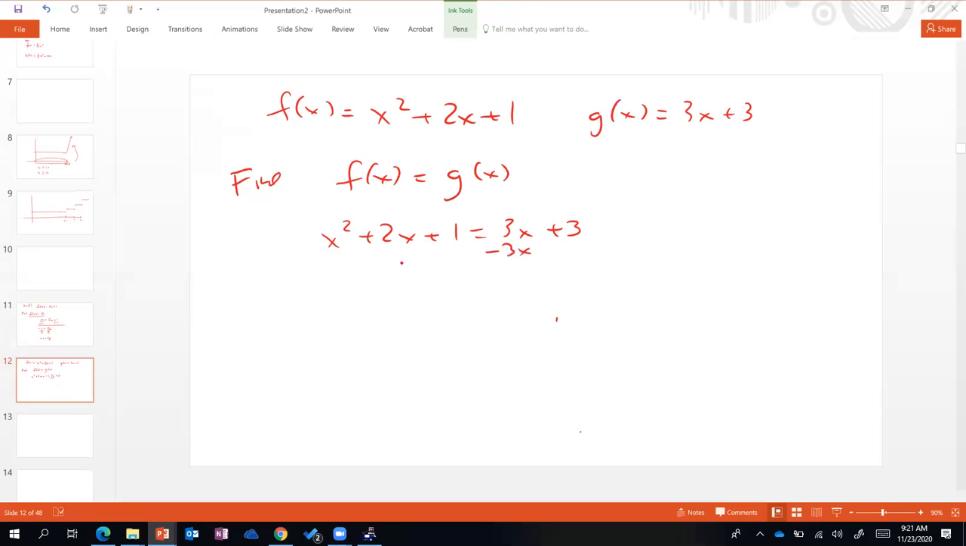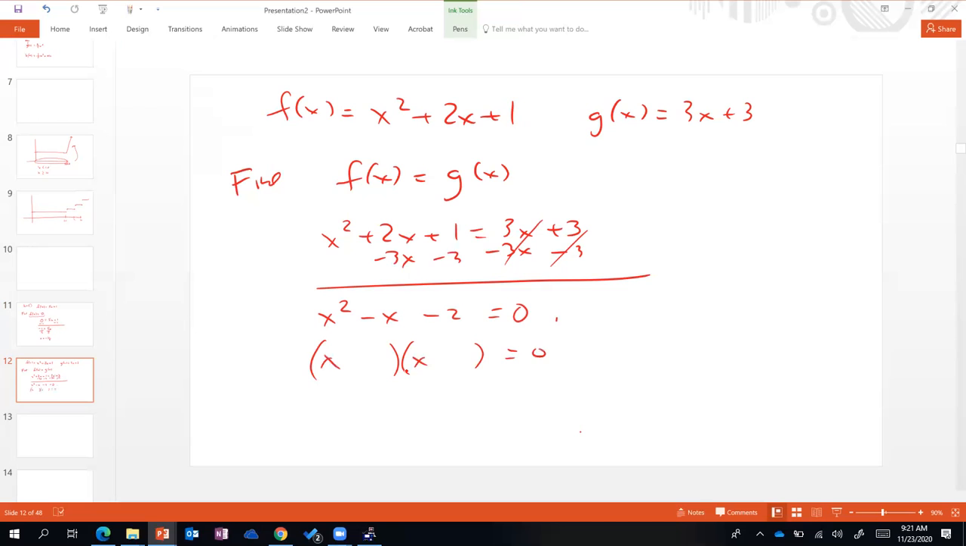So subtract 3x from both sides. Subtract 3 as well. That becomes a 0. And I ask myself, can I factor? And if I can't, quadratic formula. Is that right? Factoring or quadratic formula. So can I factor? I heard a yes. I'm going to go with it here.